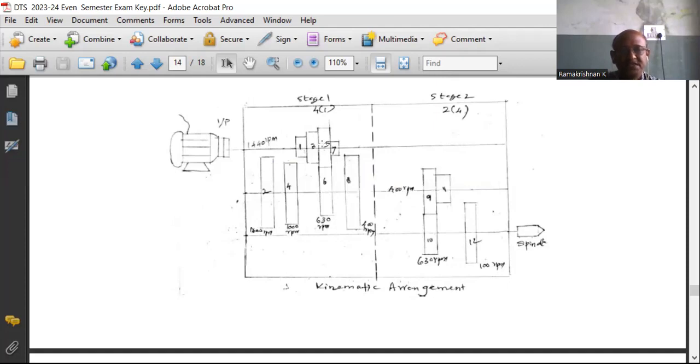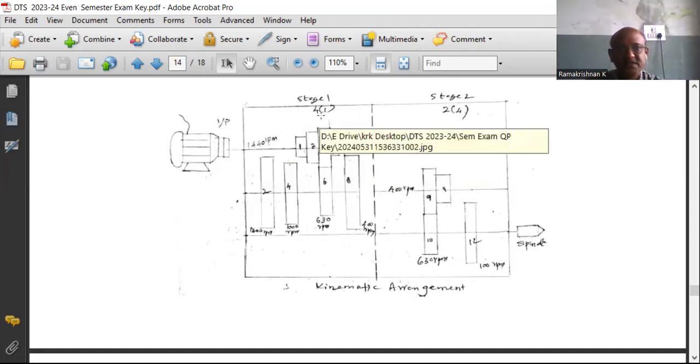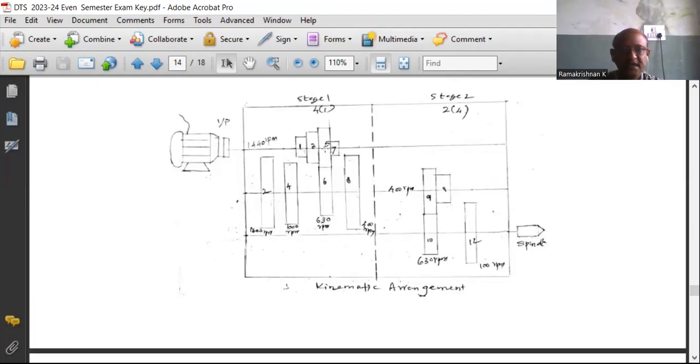Then let us consider the first stage, 4 output with 1 input. The 1 input is the 1400 RPM motor. Then for the 4 outputs, there should be 4 gears. So the common rule is, first you draw the largest gear, then on the right side the smallest gear, and on the left side the medium gears can be mounted, as per the requirement.